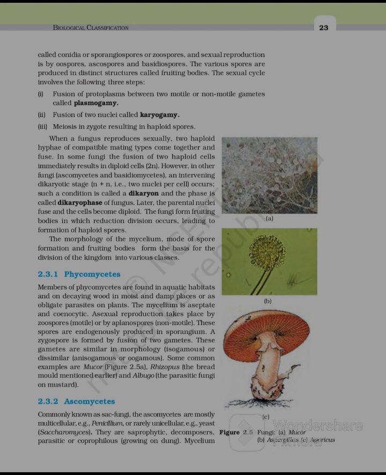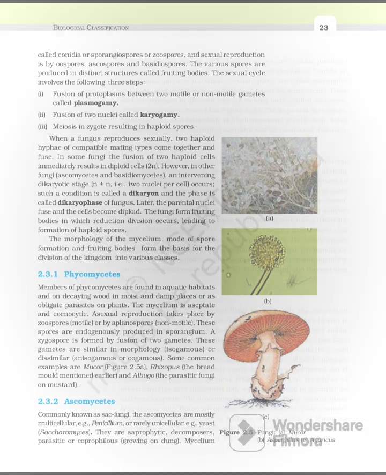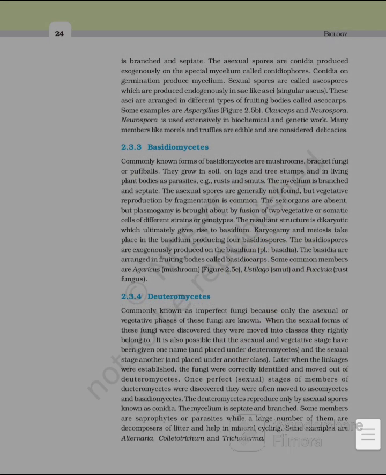The Ascomycetes are mostly multicellular, for example Penicillium, or rarely unicellular, for example yeast (Saccharomyces). They are saprophytic, decomposers, parasitic, or coprophilous (growing on dung). Mycelium is branched and septate. The asexual spores are conidia produced exogenously on the special mycelium called conidiophores. Conidia on germination produce mycelium.